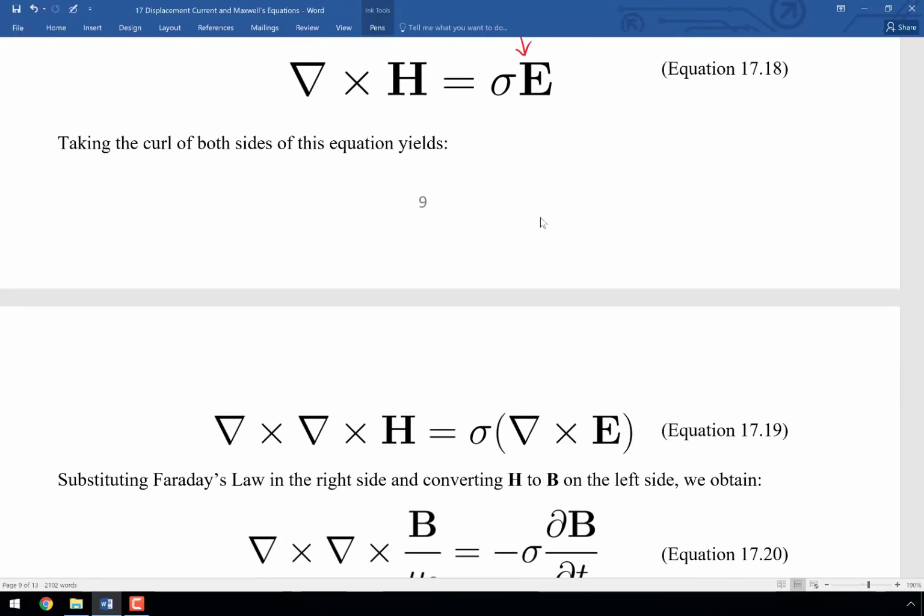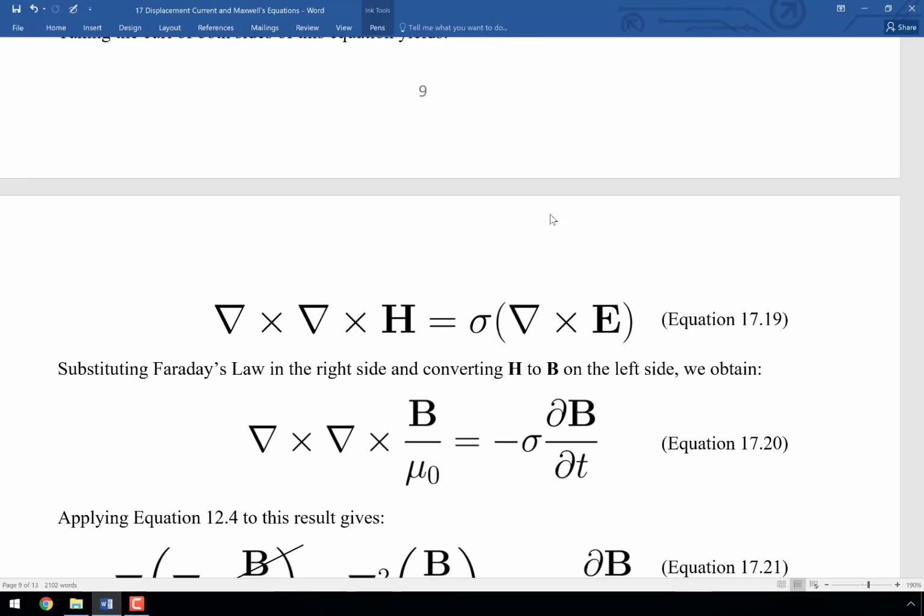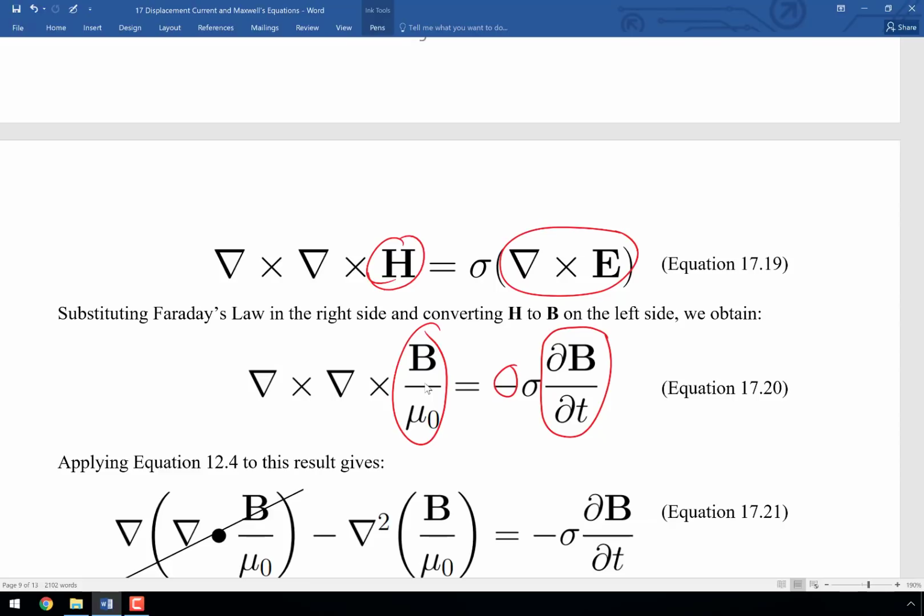Taking the curl of both sides of that equation, you might say, why are you doing this? Because a physicist spent a decade figuring out, oh, I wonder what happens if I take the curl of both sides. And we're going to now introduce this in 2 minutes, whereas they spent a decade to study it. Substituting Faraday's law on the right-hand side, so we have the curl of E is equal to the negative partial of B with respect to t, and then converting H to B on the left-hand side, so H becomes B over mu. We end up with equation 17.20.